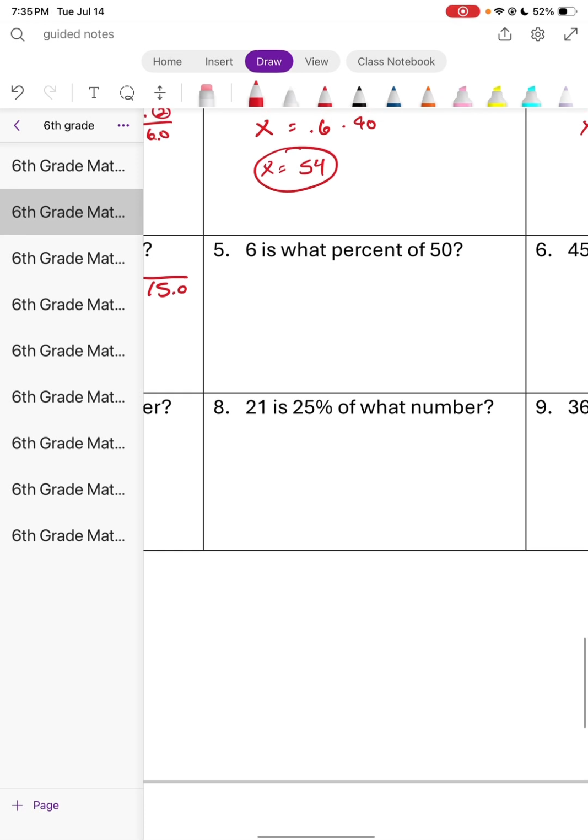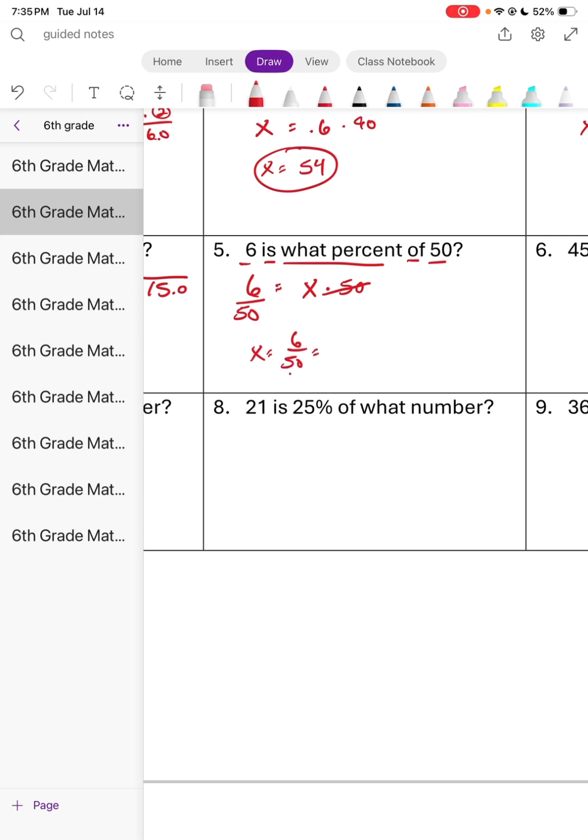The next one, 6 is what percent of 50? 6 is X times 50. To solve this equation, since you've got X times 50, we're going to mark out times 50 and we're going to divide by it. Now, trick here. Since we're looking for a percent, percent actually means out of 100. So I'm going to take that 6 out of 50. You can divide it if you'd like to.